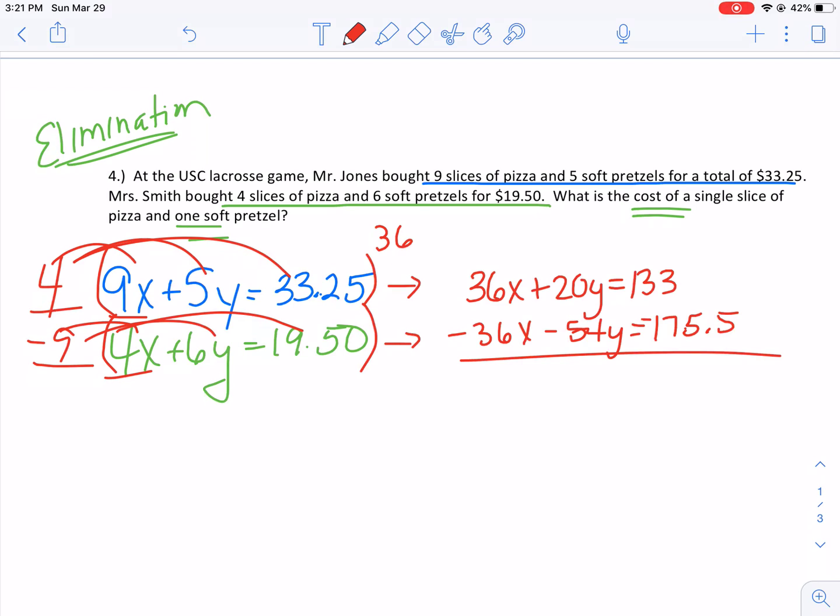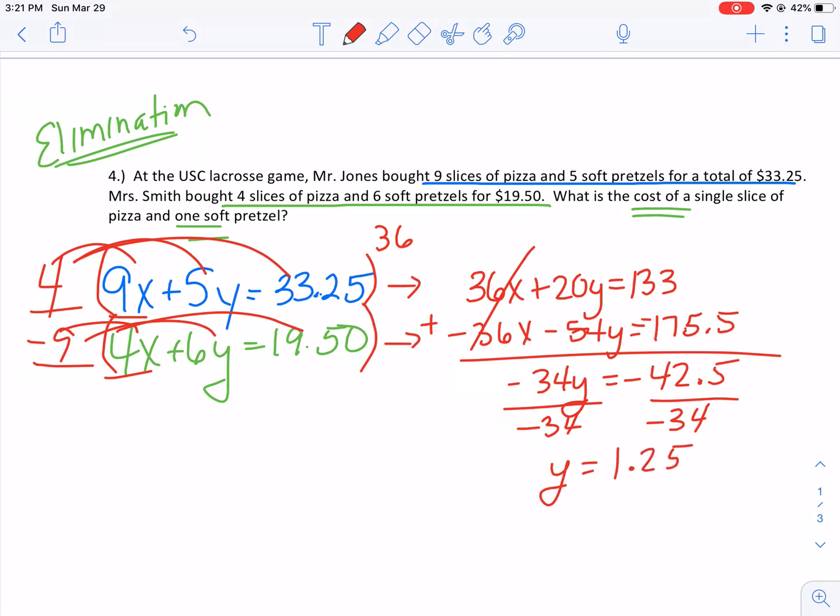Okay, so hopefully you have this exact same system. We're going to add them. 36x plus negative 36x eliminates. 20y plus negative 54y is negative 34y. 133 plus negative 175.5 is negative 42.5. So our x is eliminated. We now need to solve for y. We're going to divide both sides by negative 34. Y equals 1.25. Okay, well that does make sense. Since we're talking about the cost of a single slice of pizza or the cost of 1 soft pretzel, having a decimal does make sense.